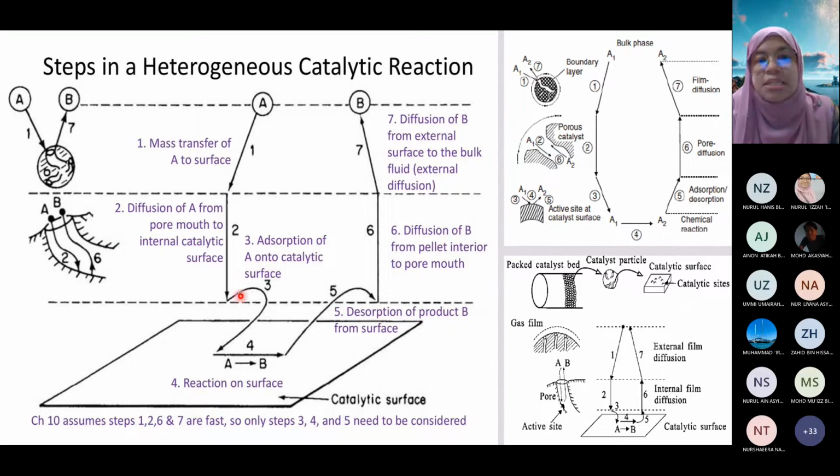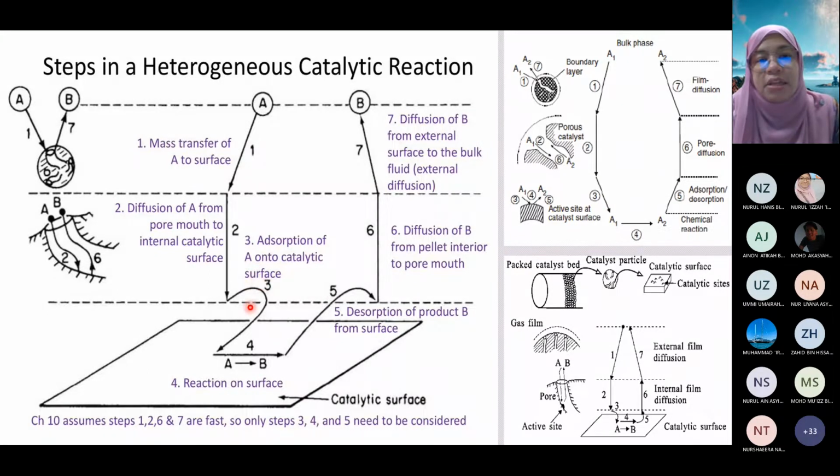And actually, step 3 ni berlaku juga at the external surface. So, adsorption of reactant A onto catalytic surface, dia berlaku at the external surface and internal surface, yang aktif at the active site. Itu yang berlaku in step 3. Okay. Kena berlakunya adsorption. Adsorption of reactant A onto the catalytic surface must occur. If not, the reaction will not occur.